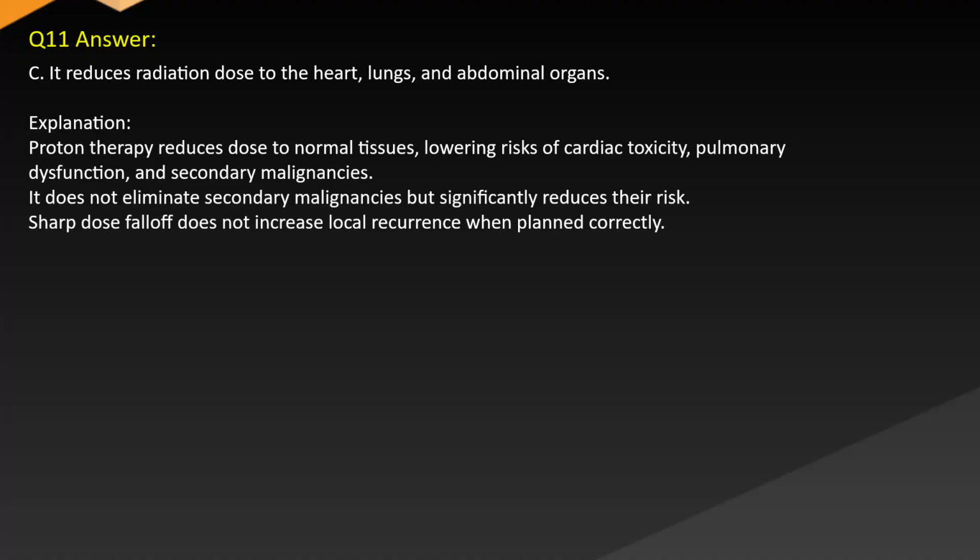Answer: C. It reduces radiation dose to the heart, lungs, and abdominal organs. Explanation: proton therapy reduces dose to normal tissues, lowering risks of cardiac toxicity, pulmonary dysfunction, and secondary malignancies. It does not eliminate secondary malignancies, but significantly reduces their risk. Sharp dose fall-off does not increase local recurrence when planned correctly.